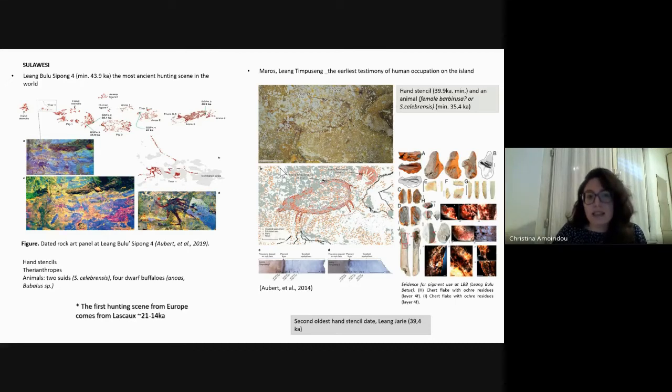And Sulawesi has also provided us another very early date from Maros Karsts.